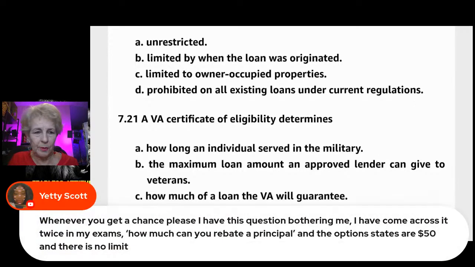Okay, it's taking a little bit of time. So whenever you get a chance, I have this question. I have come across it twice in my exam. How much can you rebate a principal? And the options state $50 and there is no limit.